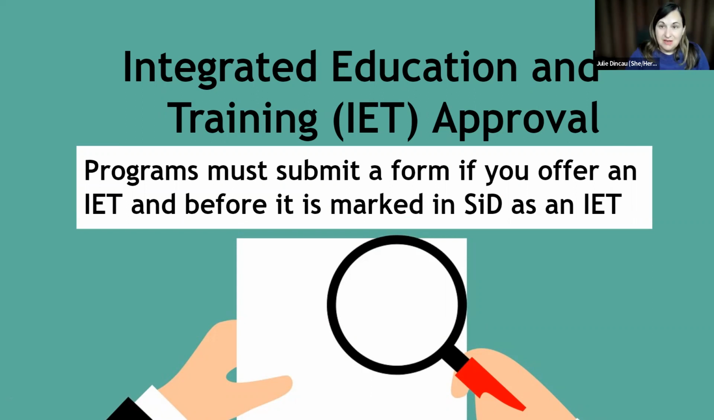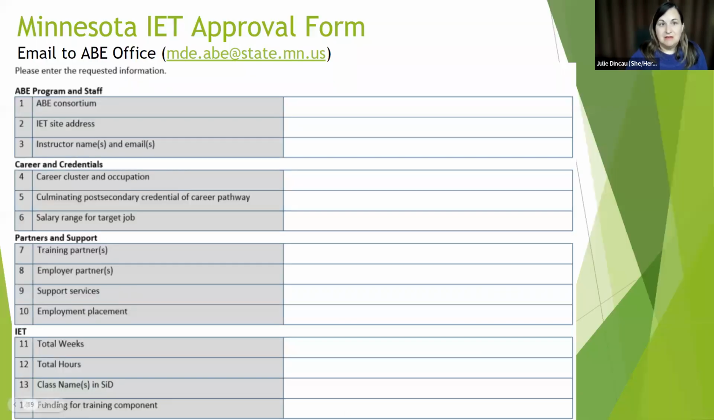And you need to have it approved first before you can go into SID. And SID is the Student Information Database, before it can be marked as IET. Next slide, please. This is what the form looks like. And there is an instruction form that goes with it.